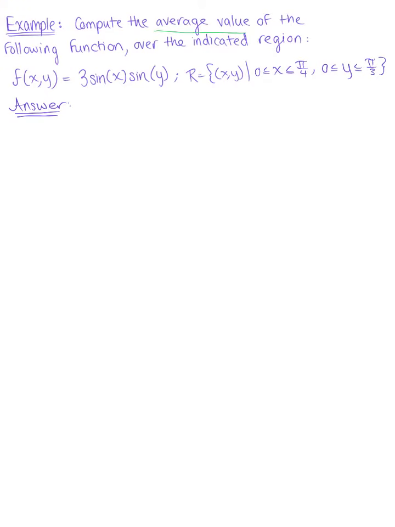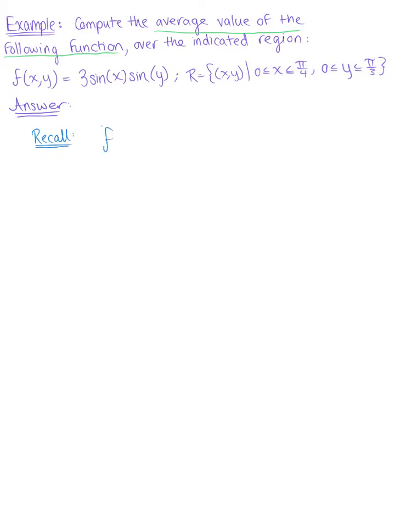Compute the average value of the following function over the indicated region. And here we have f of x is equal to 3 times sine of x times sine of y, and R is the set of all ordered pairs x, y, where x is greater than or equal to 0, less than or equal to pi by 4, and y is greater than or equal to 0, less than or equal to pi by 3. So let's first recall what the average value for this function is.